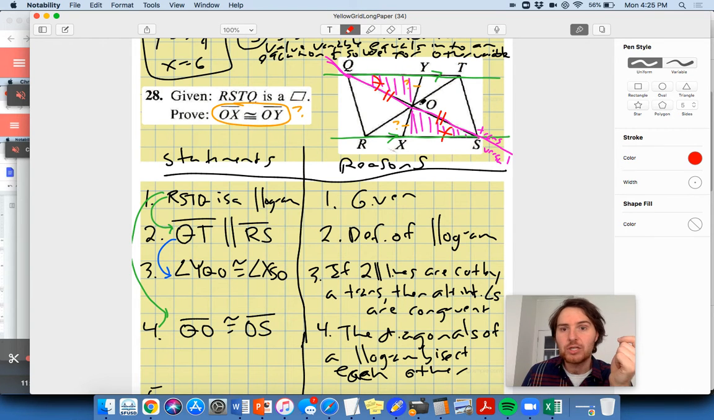It's not really going to be that. I can't tell YQ is congruent to XS right away, because YQ is only part of a side of a parallelogram, and XS is only part of a side of a parallelogram. So it's probably not going to be SAS. Is it going to be ASA?